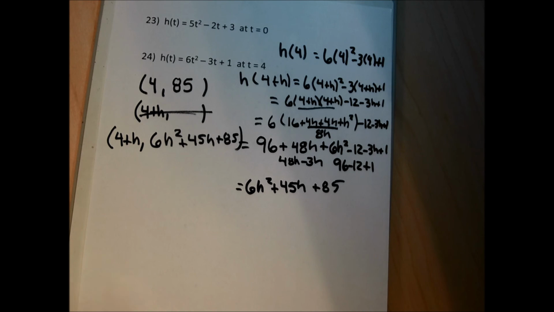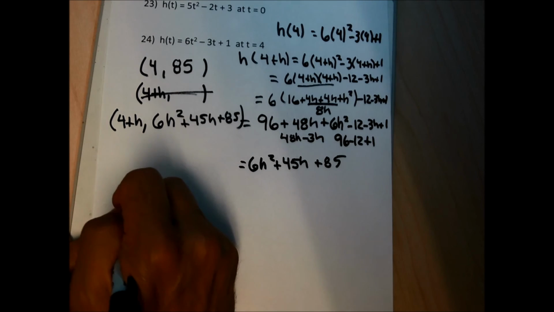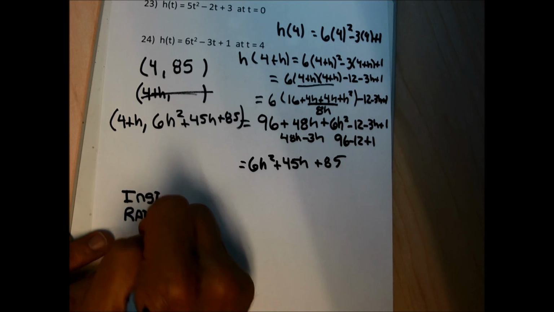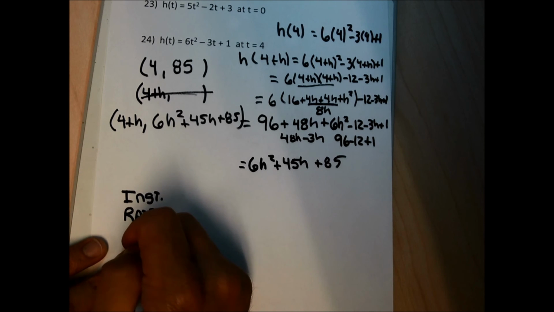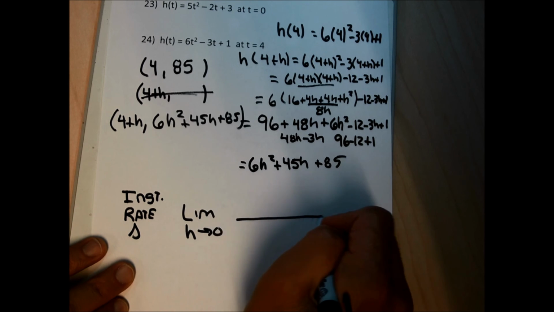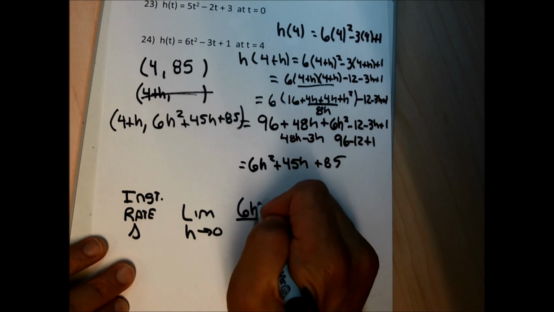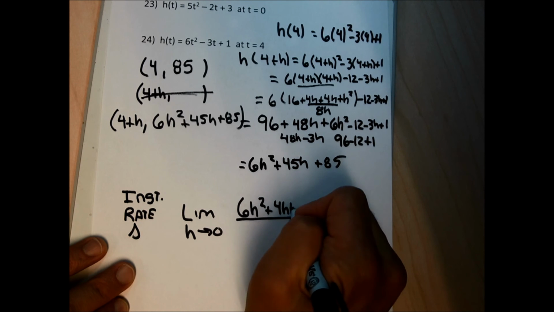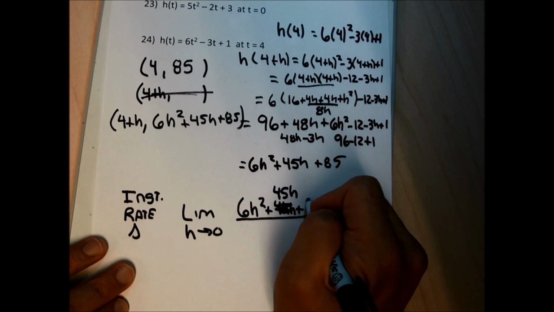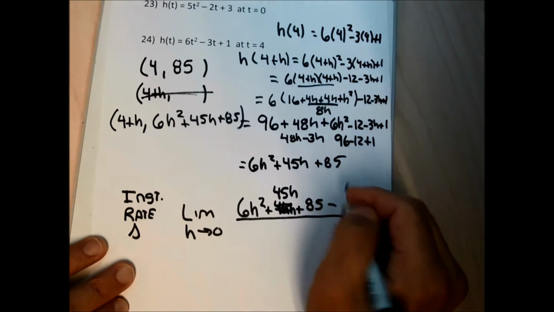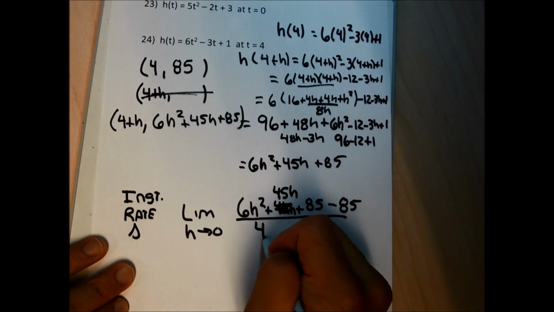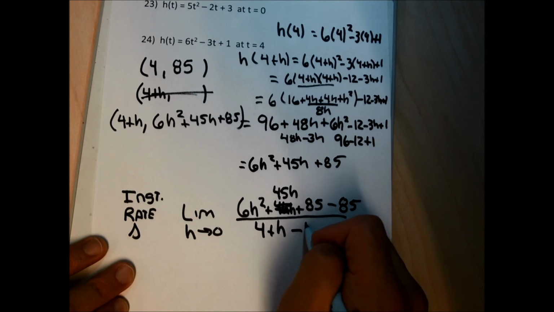I'm going to find the instantaneous rate of change. The instantaneous rate of change is just the average rate of change with a limit thrown in. So it's going to be the limit as h goes to 0 of y2, 6h squared plus 45h plus 85 minus y1, which is 85, over x2, which is 4 plus h, minus x1, which is 4.